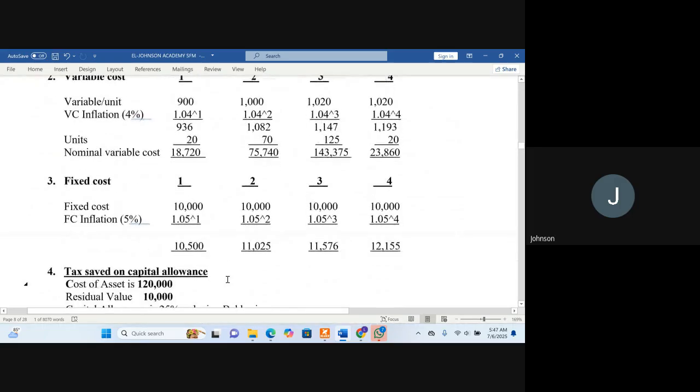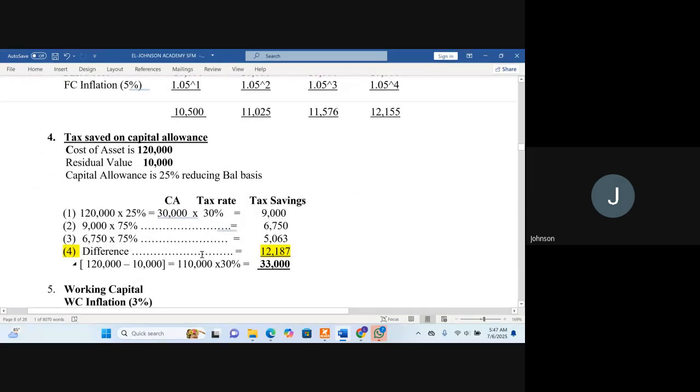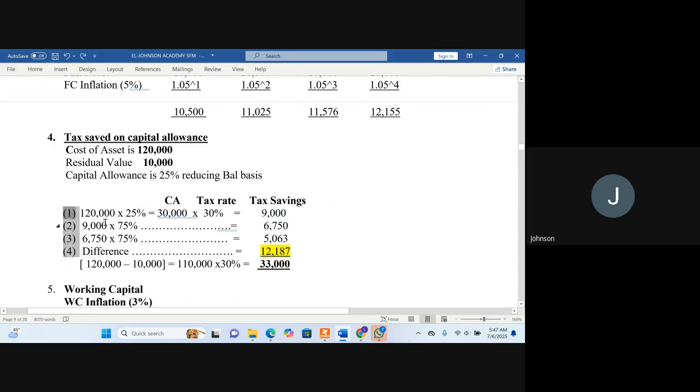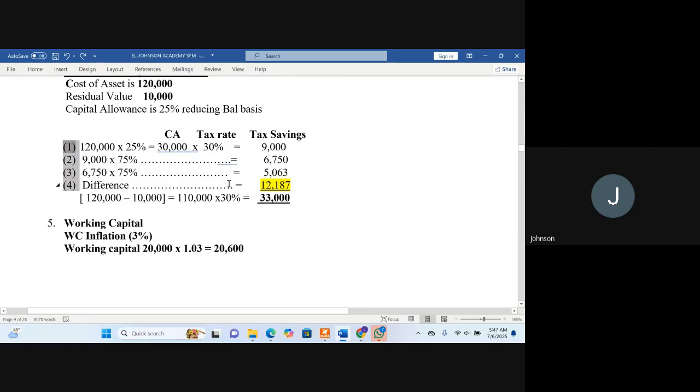Now what I wanted you to do is think about how you can calculate your capital allowance in your own way. If you decide that you don't want to use the method I've used there, how else can you calculate your capital allowance and get the tax savings on capital allowance? So do this one now.